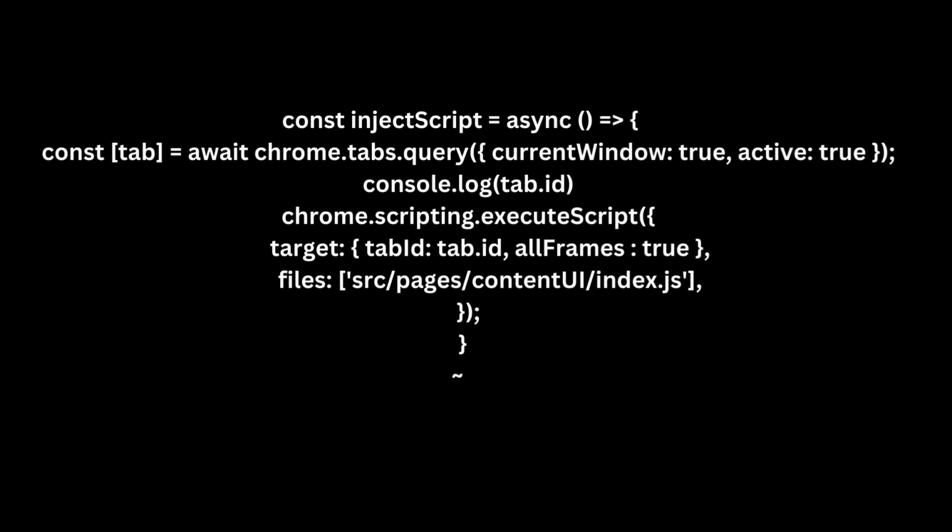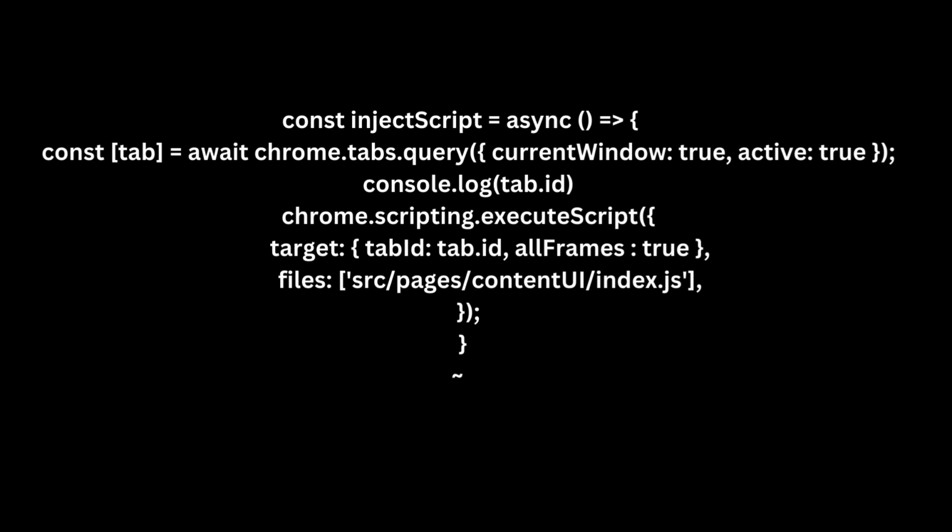The array destructuring syntax, [tab], is used to extract the first, and presumably only, tab from the array. console.log(tab.id). This line logs the ID of the active tab to the console. This is likely for debugging purposes to ensure that the correct tab is being targeted.